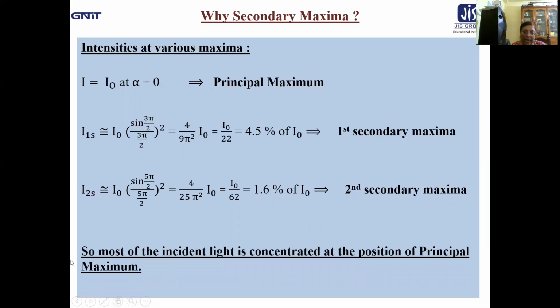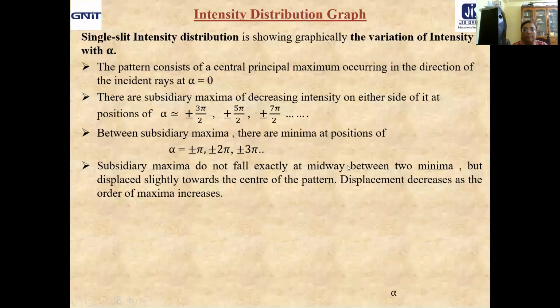Naturally, you can say that most of the incident light is concentrated at the position of the principal maximum, and the others are drastically reduced, giving you the secondary maxima. Okay. Now let us come to the intensity distribution graph.